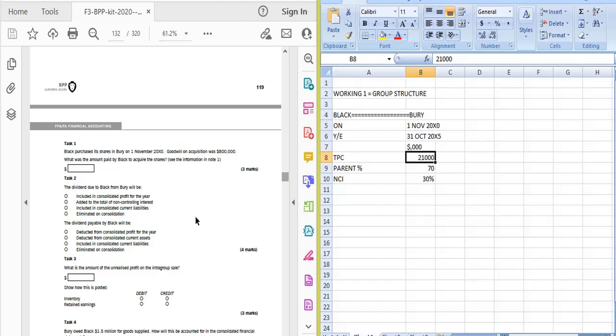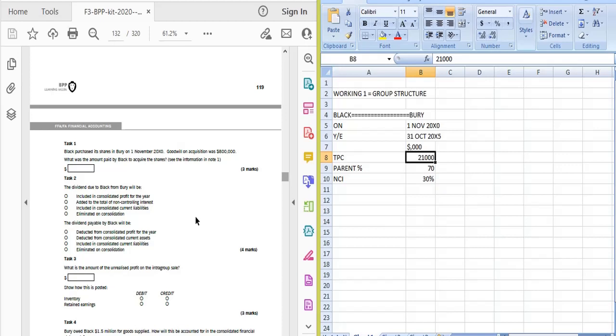The dividend payable by Black, in this question, is simply payable to a third party. Deducted from the consolidated profit for the year? No. It is payable, which means a liability. Deducted from the consolidated current assets? No, we won't deduct it from current assets. Included in the consolidated current liabilities? Obviously, it will be shown as a current liability. That's why option C is our correct answer.